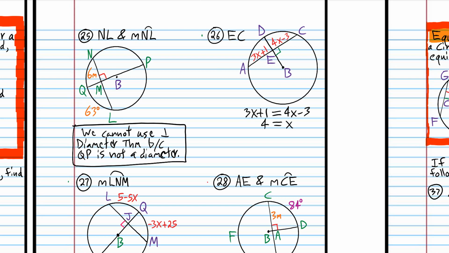Then we're looking for EC. So EC is equal to 4 times the x value we just found minus 3. So EC is equal to 16 minus 3, which is 13. And there you go.